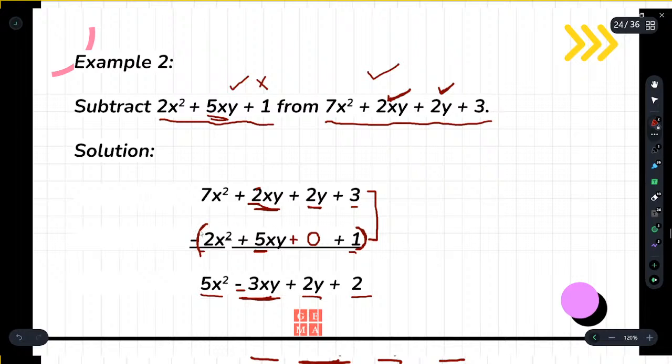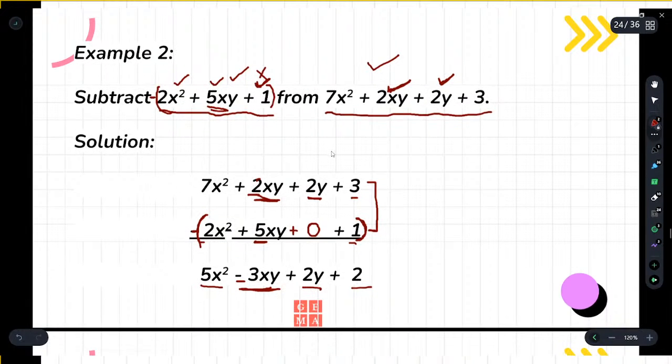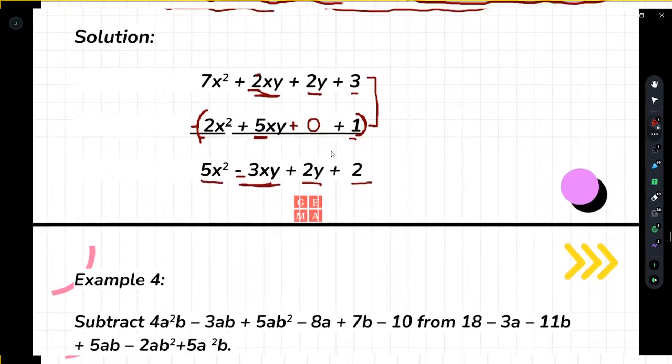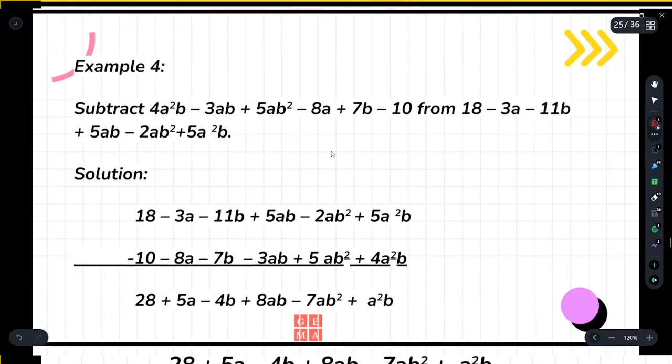We have to just keep in mind that the subtraction sign is outside the bracket. We have to change the signs of all these terms if needed. We are subtracting it, so we will have to change the signs accordingly. Let's move on to the next example to make it more clear.